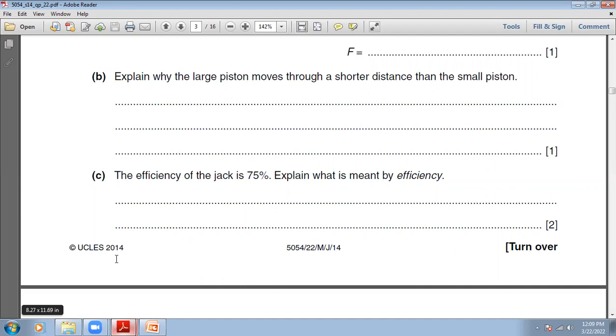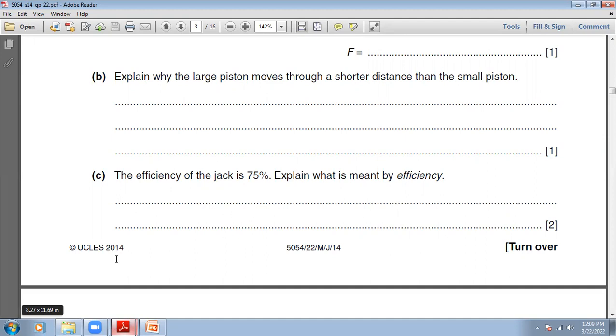And in the larger piston, the cross-sectional area is larger. So now, because the cross-sectional area is larger, the same volume of oil will have a smaller height or a smaller length, because the volume is the same. The volume is the cross-sectional area multiplied by the length of the oil, or the height of the oil.